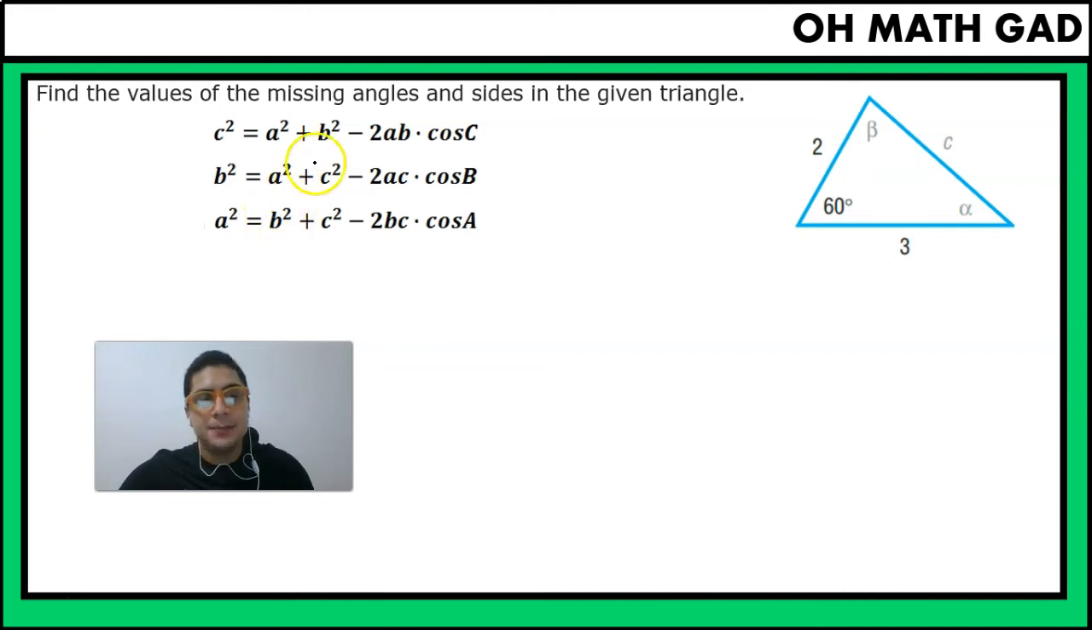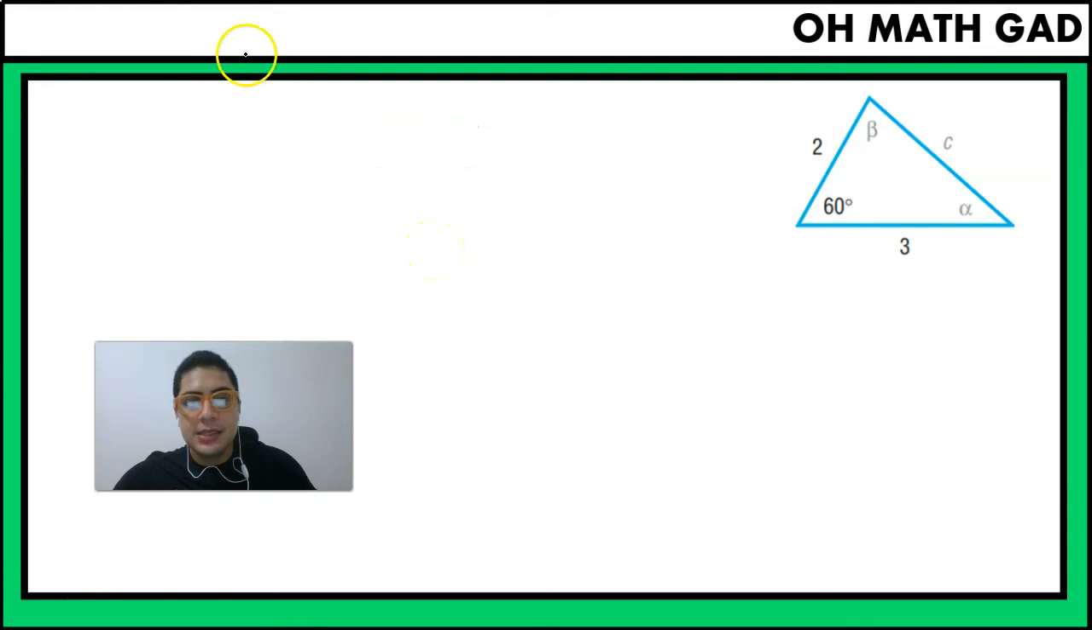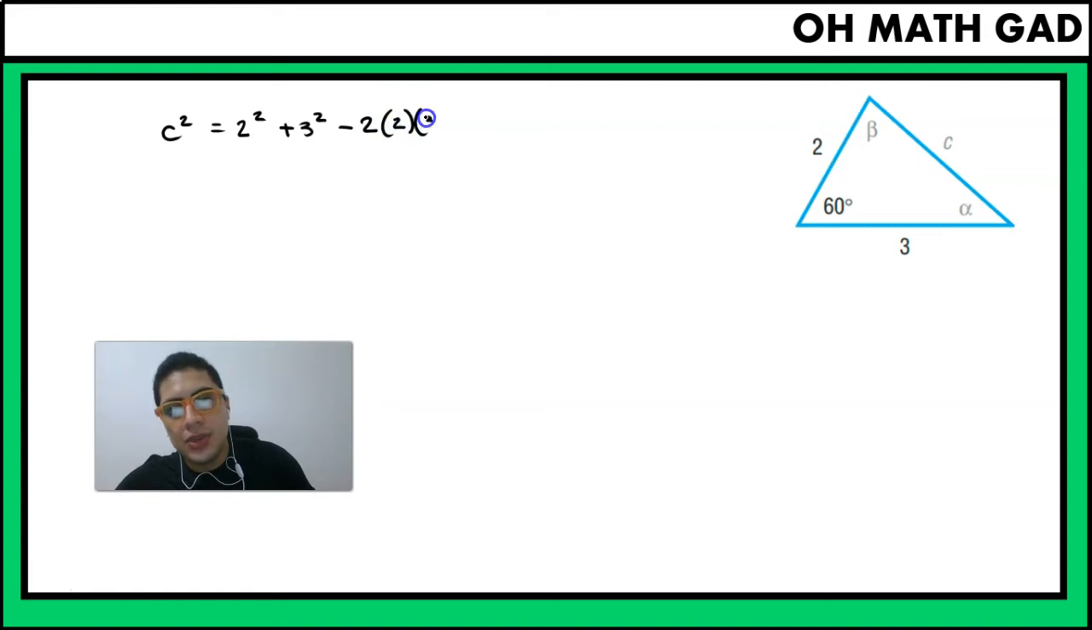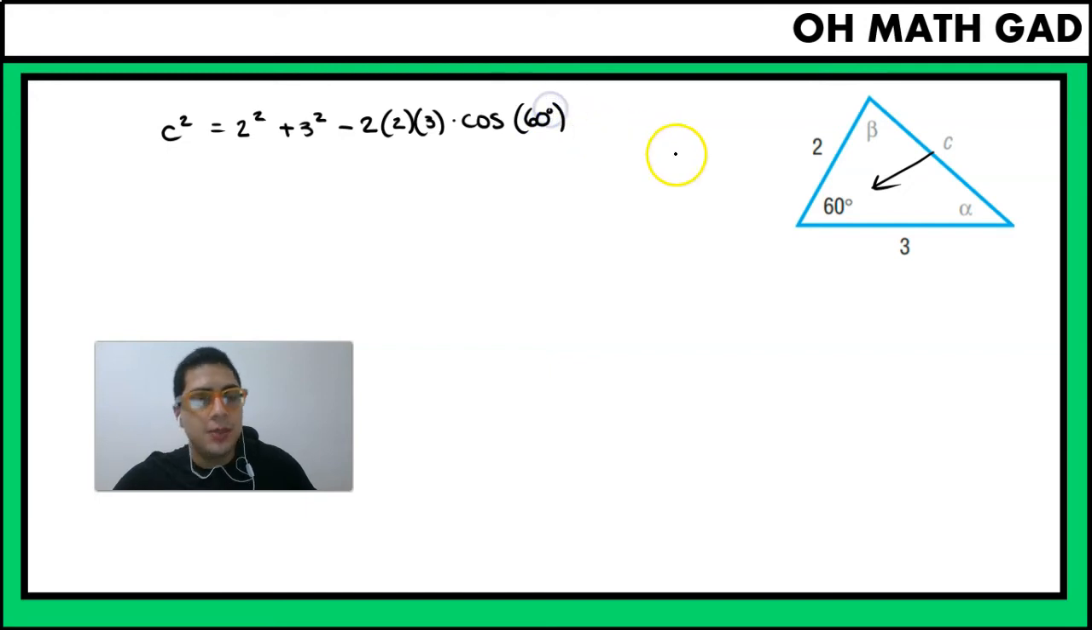So again, in this case, we have the value of this angle. The side that is opposite to the angle of 60 degrees is going to be c. And we have the other two sides. So again, we know that c to the power of 2, right, is going to be equal to the other two sides to the power of 2, minus 2 times the product of those two sides times the cosine of the opposite angle to c. The opposite angle to c is going to be 60. And now we are just going to solve for that value.